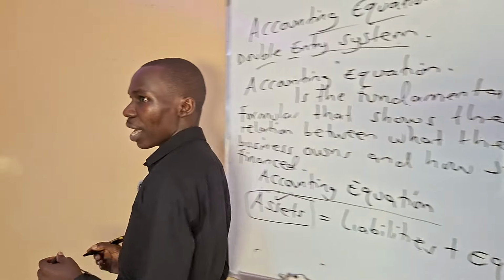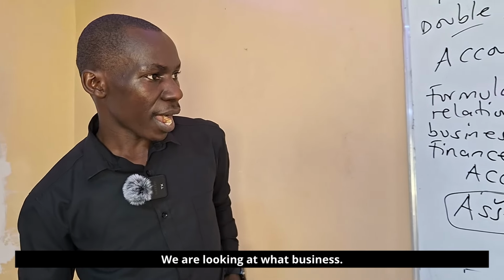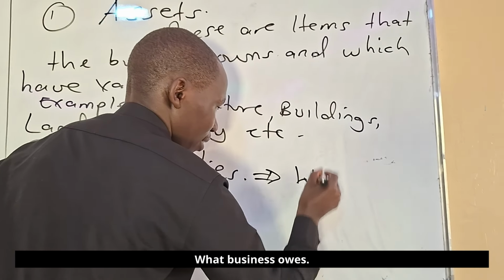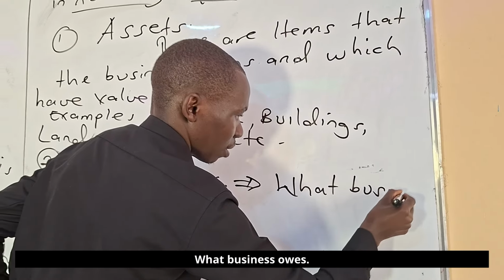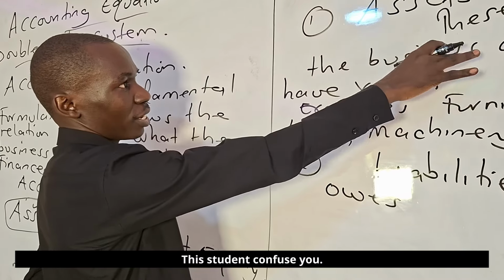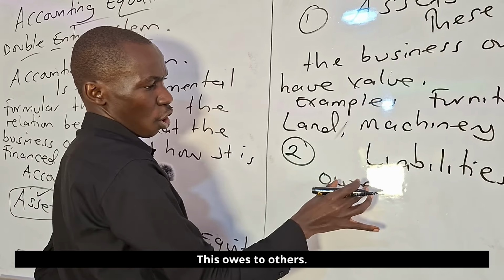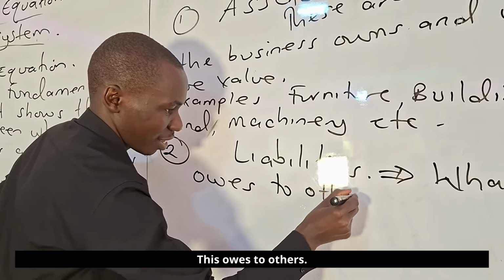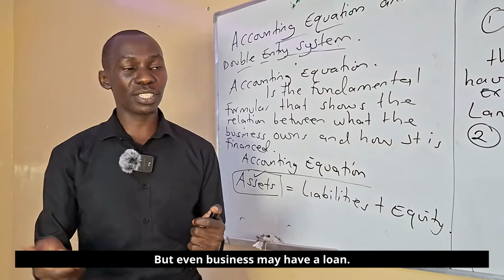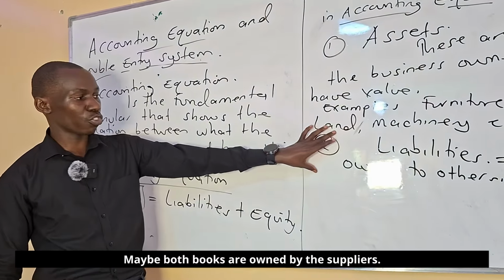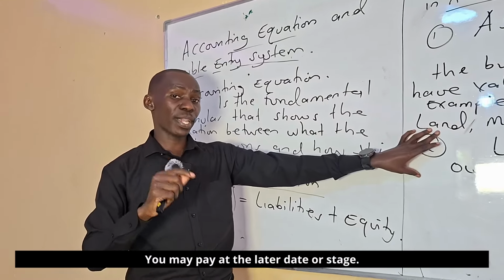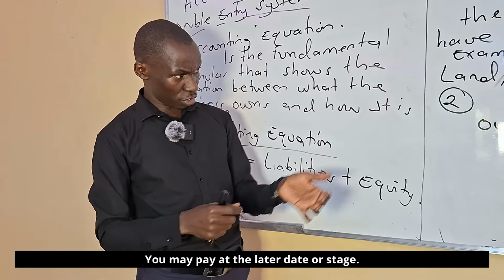Let's look at liabilities. We are looking at what the business owes. This shouldn't confuse you. The other one I said was what the business owns; this is what it owes to others. Even businesses may have a loan, as a person may. Maybe you got goods on credit from suppliers. Once they supply you, those become your liabilities. You have not paid, and maybe you will pay at a later date or stage.